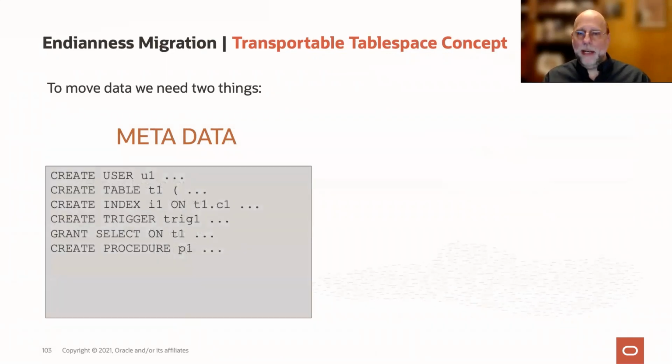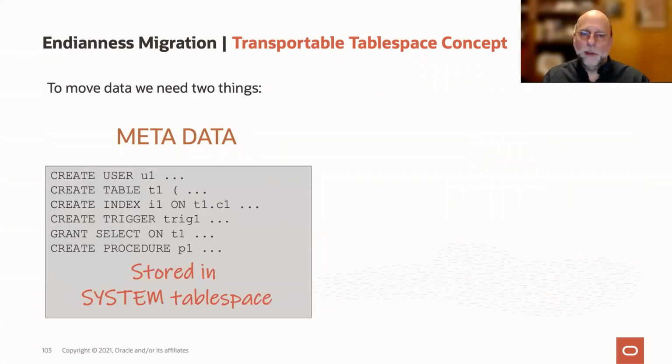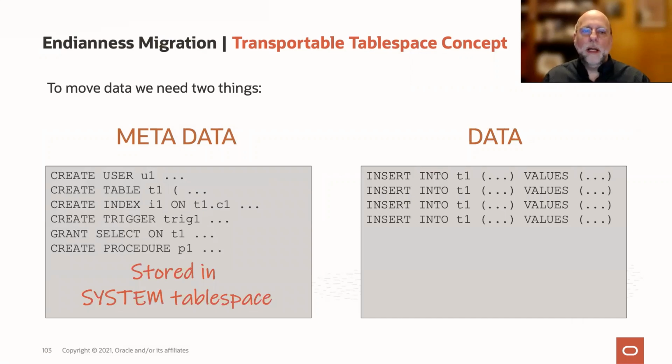Well, your metadata, when you create a user, what happens? We enter an entry in the user$ table. There's a row added to obj$. All of that is happening in your system tablespace. So all of that metadata lives in the data dictionary in your system tablespace. Your data, on the other hand, lives in your user and application tablespaces. At least it should. It's a really bad idea to put user data in the system tablespace, and you're about to find out one of the reasons why.